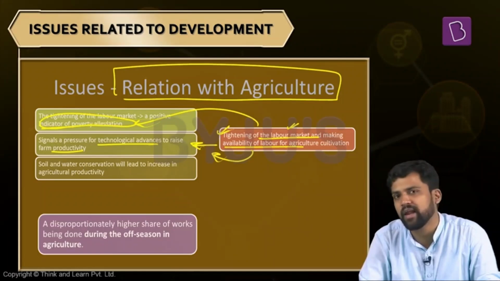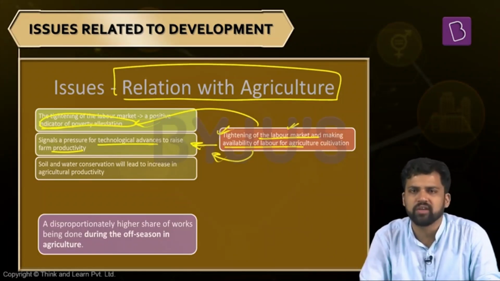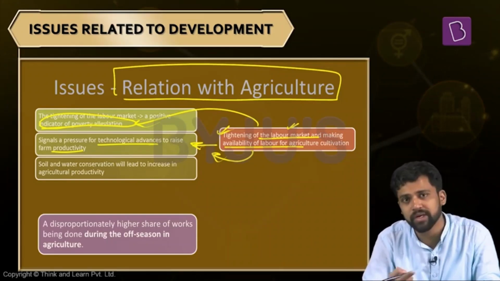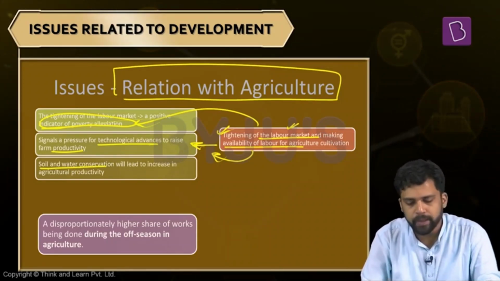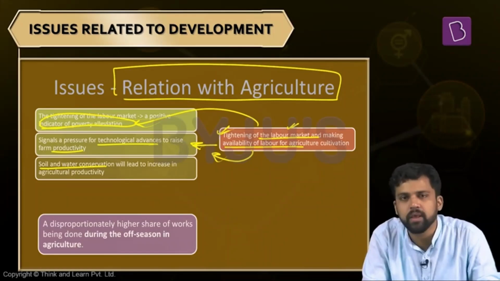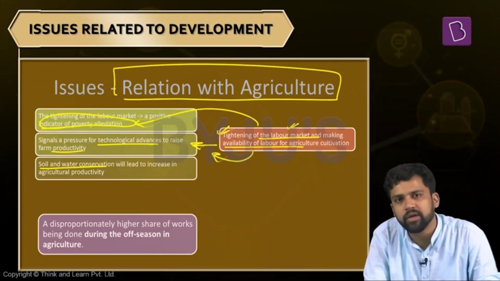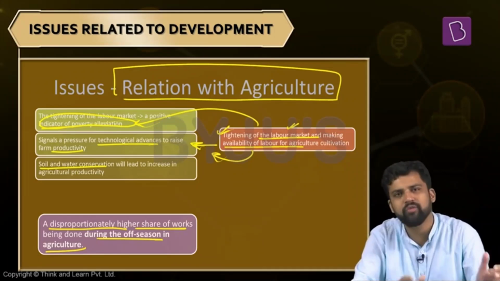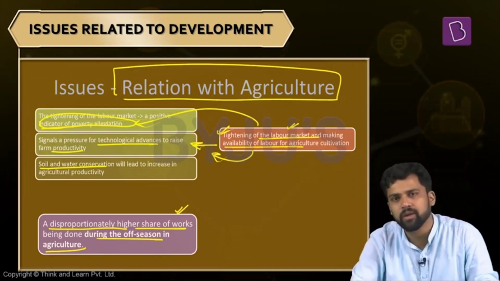Also, the different developmental works that are carried out as part of NREGA, for example, soil conservation measures, water harvesting measures, can improve the productivity of agriculture in the long run. And if productivity of agriculture is improved, it can attract people to agriculture because returns are more now. So there are both positives and negatives, but this negative can hint towards certain positives. Also, it has been observed that most of the NREGA work has been carried out during the non-agricultural season. A disproportionately high share of works are done during the off-season. So again, it points to the fact that there may not necessarily be a conflict. So these are certain issues when it comes to NREGA and agriculture.